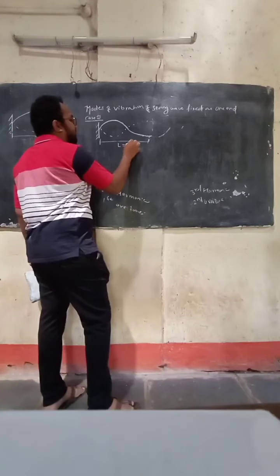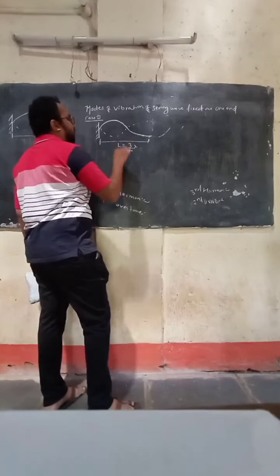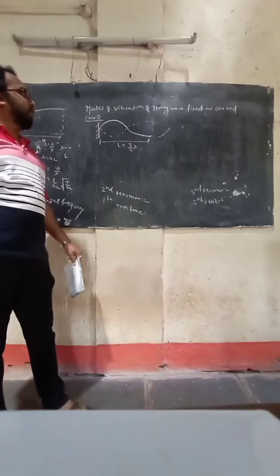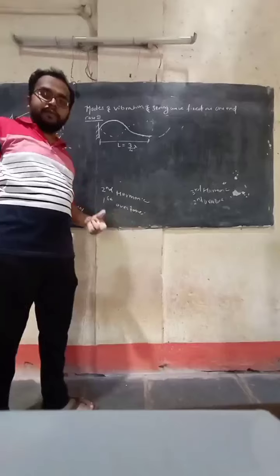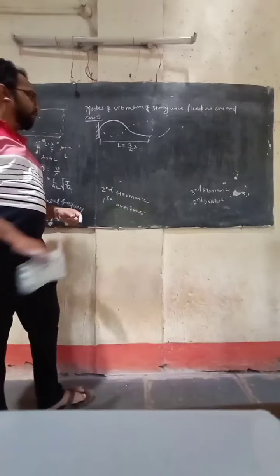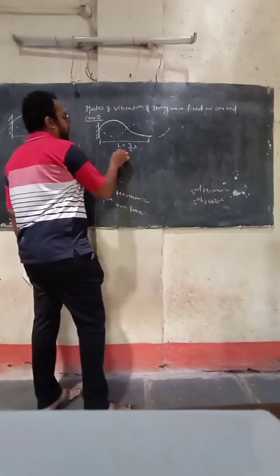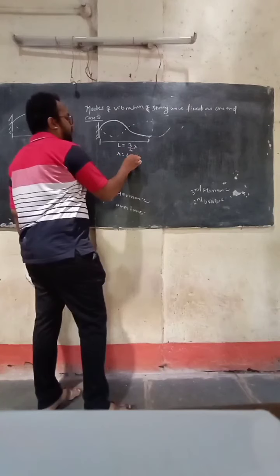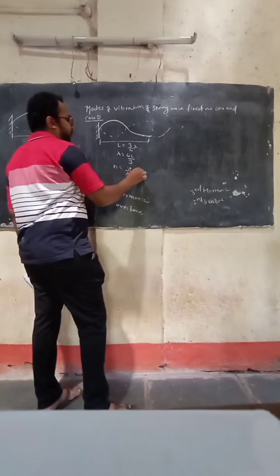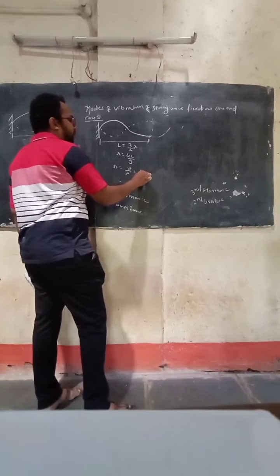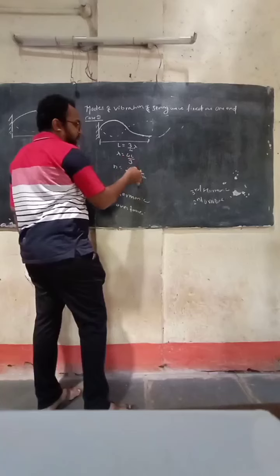So this L is 3/4 of lambda. Half plus 1/4. 50 plus 25, that is 75. 3/4. And from here lambda is 4L by 3. So the frequency is velocity upon lambda. This lambda is 4L by 3. So 1 upon 4L upon 3, 4L upon 3 will come to numerator.